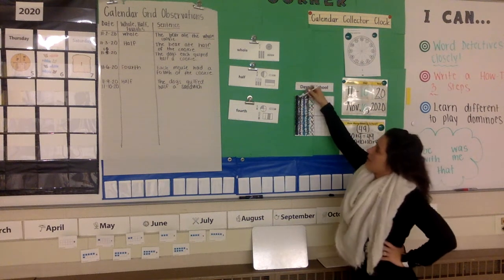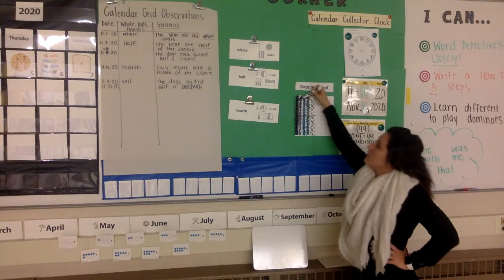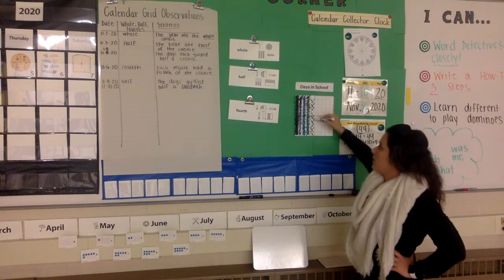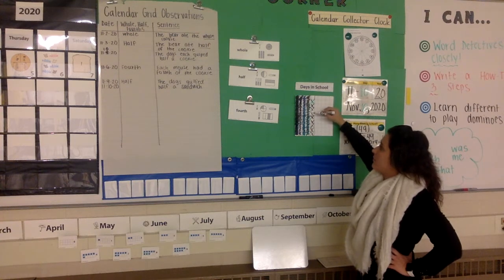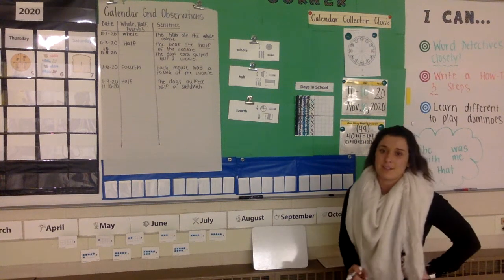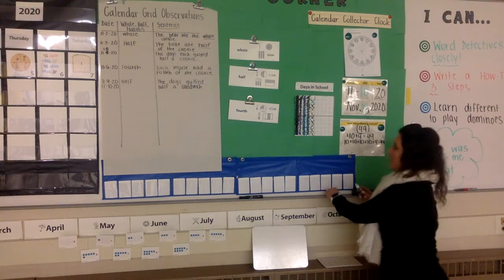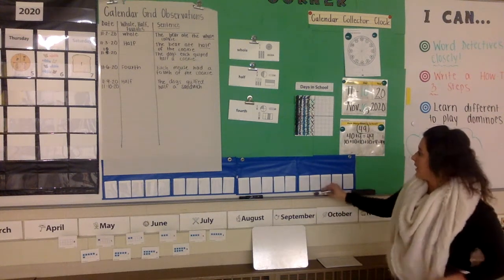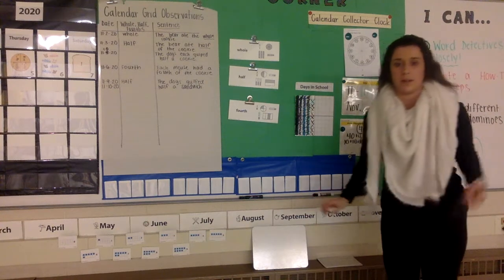Count with me by tens. 10, 20, 30, 40, 45, 46, 47, 48, 49. What day is tomorrow going to be? It's a pretty special day. How many days in school would tomorrow be?